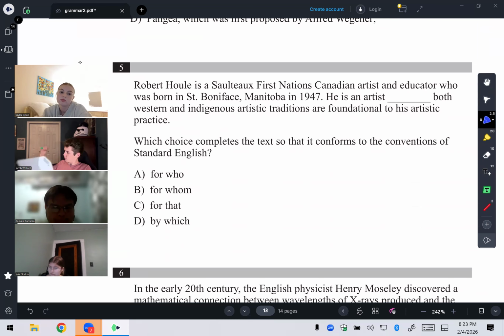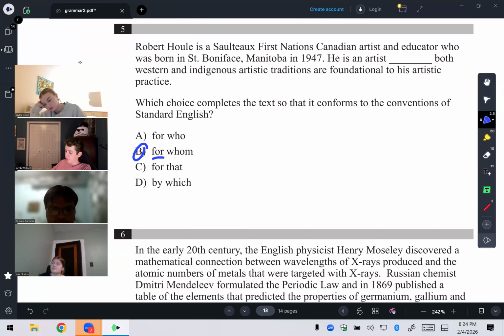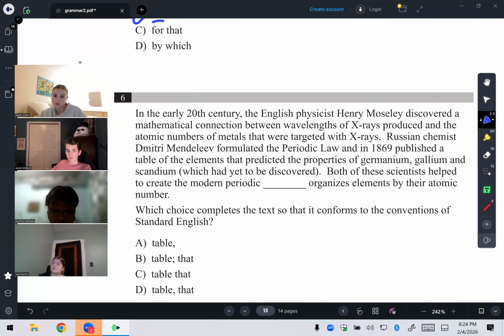Robert Howell is a Saulteaux First Nations Canadian artist and educator who was born in St. Boniface, Manitoba in 1947. He is an artist, object of the preposition for, whom both Western and Indigenous artistic traditions are foundational to his artistic practice. Okay, object of the preposition there.